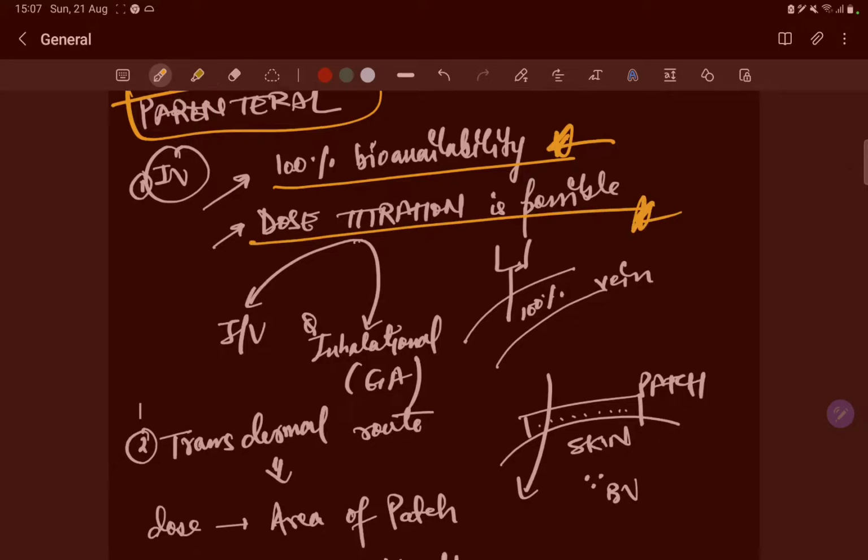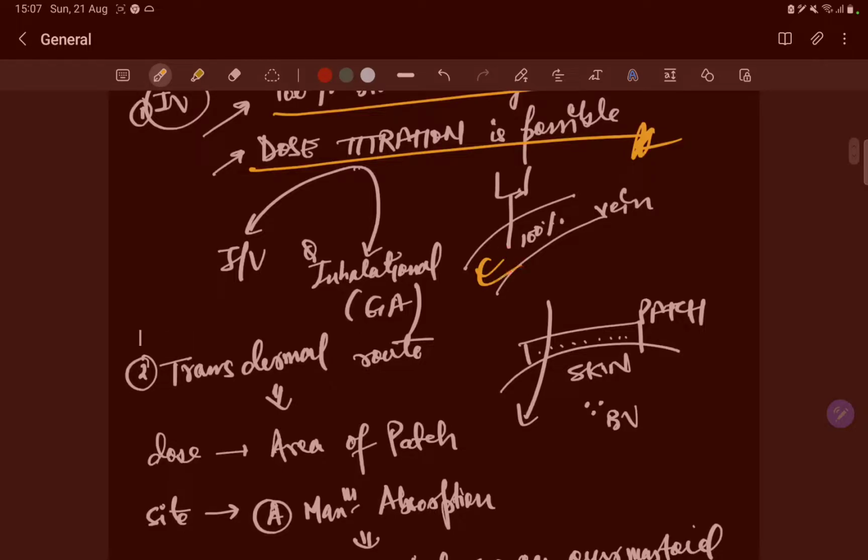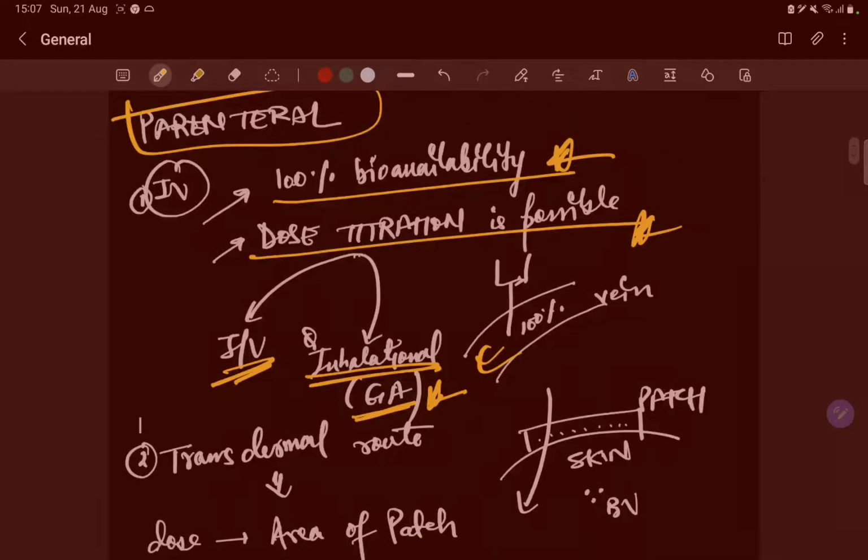डोज टाइट्रेशन इज़ पॉसिबल, यस. सो 100% वो वेन में जा रहा है, IV और जो इनहेलेशनल इज़ इवन बेटर. इनहेलेशन में जनरल एनेस्थीसिया दिया जाता है और उसमें भी डोज टाइट्रेशन होता है, इट इज़ पॉसिबल. सो IV एंड इनहेलेशनल बोथ हैव dose titration effect.